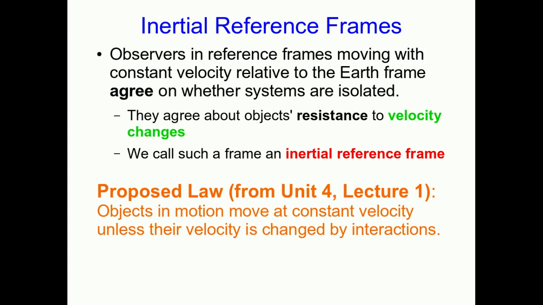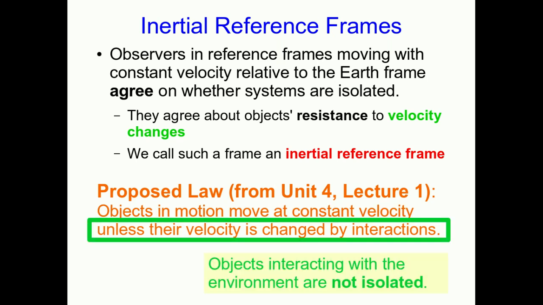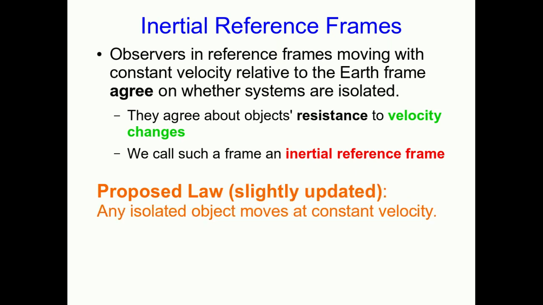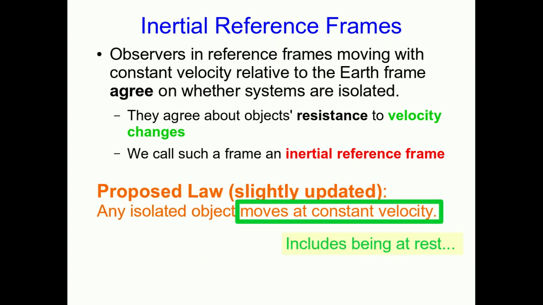Now, I'm going to pull out this law from a few lectures back, and we're going to improve it. We said that objects in motion move at constant velocity unless their velocity is changed by interactions. Well, we can improve that because anything that is interacting with its environment is not isolated. And so we can reword this in a much briefer form by simply saying that any isolated object moves at constant velocity. And I'll point out that moving at constant velocity includes being at rest, right? That's just a special case of moving at constant velocity.